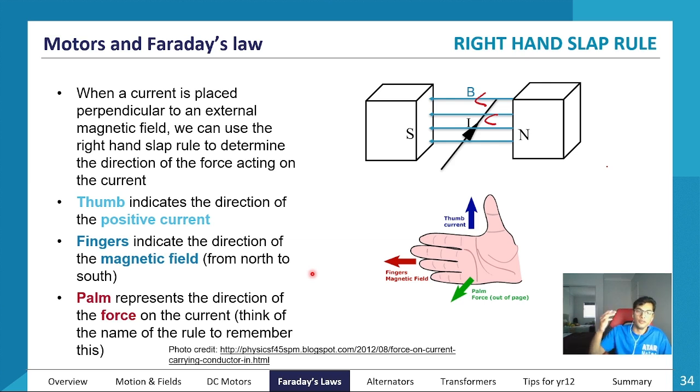We can use this right-hand rule for pretty much anything. If this current was going in the other direction, we would point our thumb the other way. If the north and south were flipped, we would point our fingers in the other direction. As long as you know the direction of at least two of the things, you can find the third one. And usually for questions, they want you to find the direction of the force.